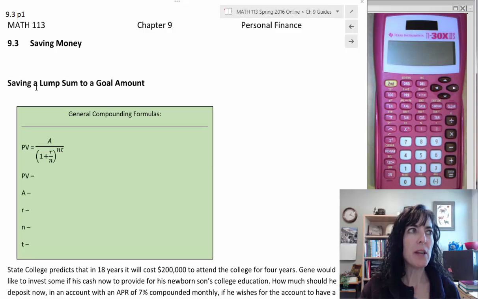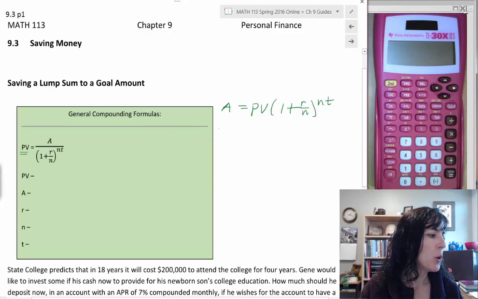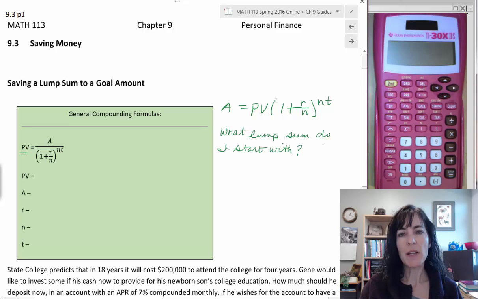The first one is saving a lump sum to get some goal amount. So if we use the general compounding formulas, we had one that was solved for A, and it was present value times 1 plus r over n raised to the nt power. You can see this formula is solved for the present value. So this formula will help you answer the question, what lump sum do I start with? And that would be the amount of money that you need to put into an account for a long period of time so that you have the amount you're after when you finish.